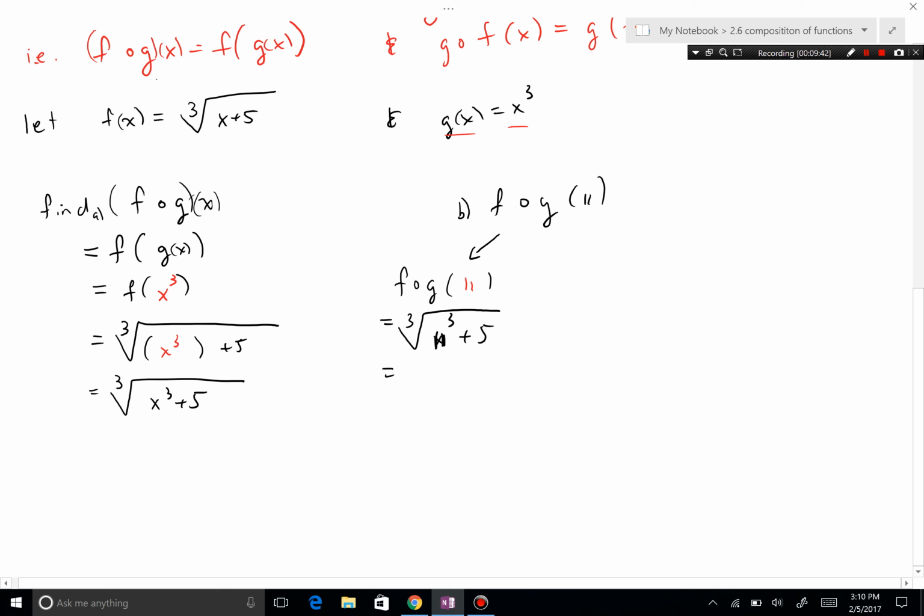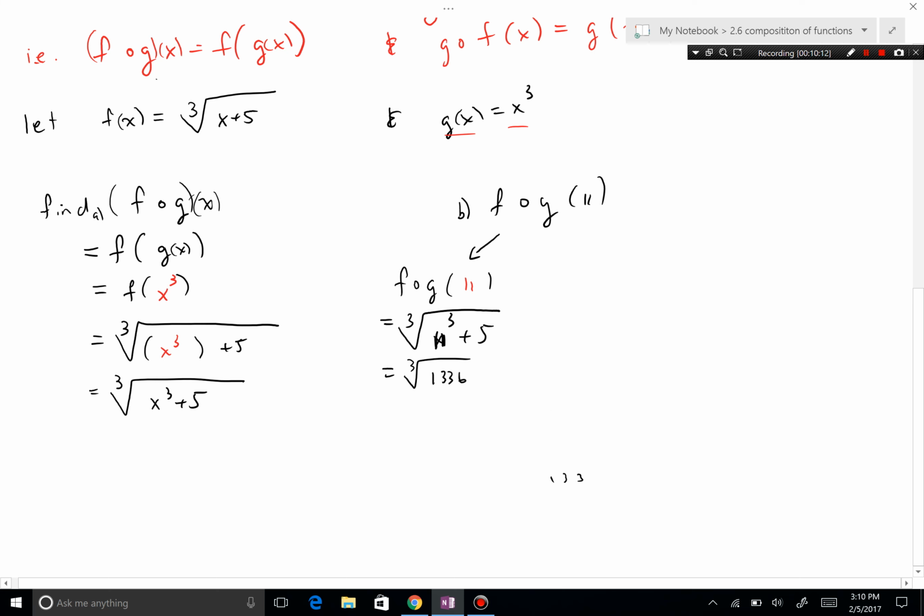Anybody know what 11 cubed is? Let's put some numbers in. 11 times 11 is 121, times 11 is 1331. That's interesting. Plus 5 more is going to give me the cube root of 1336, and I'm pretty sure that's my answer. Now, this is a really big number, but it's okay though. This is going to prove my point.